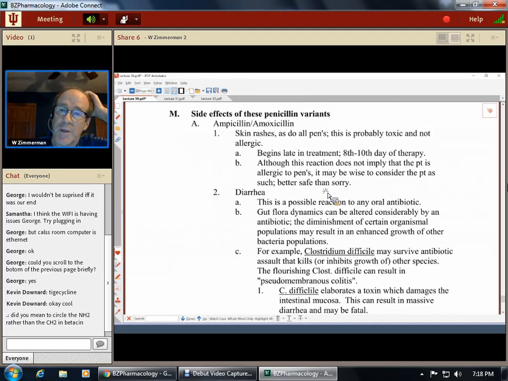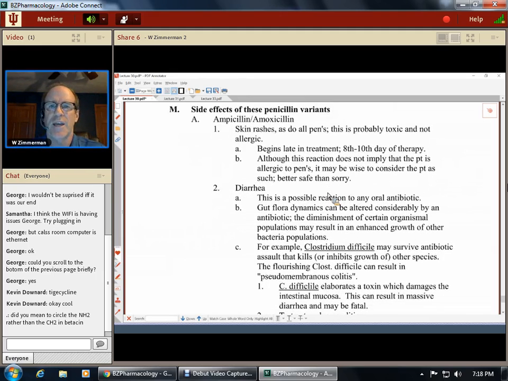Some notes on these penicillin variants. These penicillins can cause rashes, the ampicillin and amoxicillin. Quite often it's late therapy, and it's really more of a toxicity. It's a buildup in the skin. You don't really know, though. It's a rash, it's itching, so you kind of got to assume it was an allergy. There's usually good substitutes.